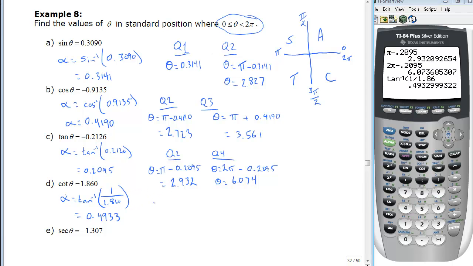Cotan positive means tan is positive, so we're looking in quadrant 1 and quadrant 3 here. So in quadrant 1, the angle is equal to the reference angle, so we don't have to do anything with that one. In quadrant 3, we get pi plus the reference angle, which gives us 3.635 radians. So there's those two angles.